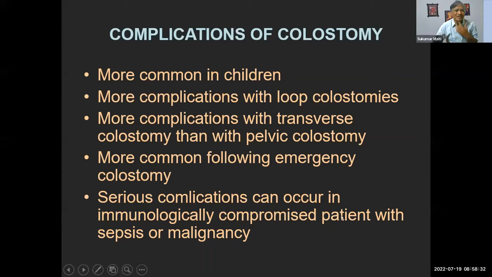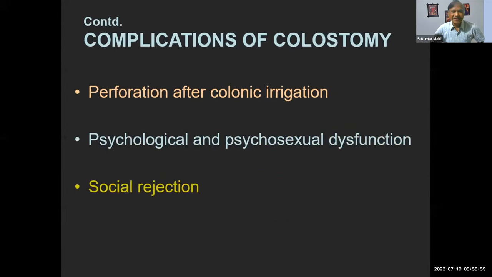So these complications are more common in children, and more complications are with loop colostomies. More complications are with transverse colostomy than with pelvic colostomy. And following emergency operations, the complications are much more than an elective operation. And serious complications can occur in immunologically compromised patients and with patients with sepsis, malignancy, as well as obesity. And perforation after colonic irrigation sometimes can occur.